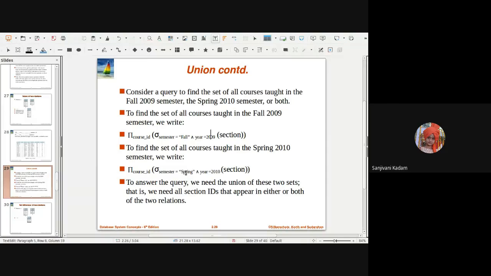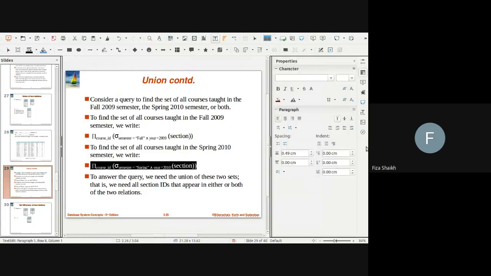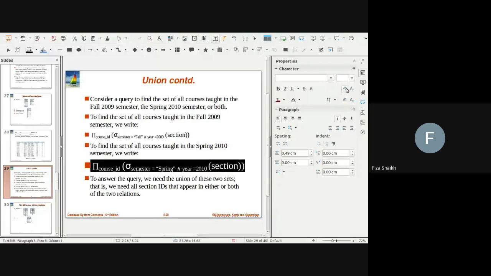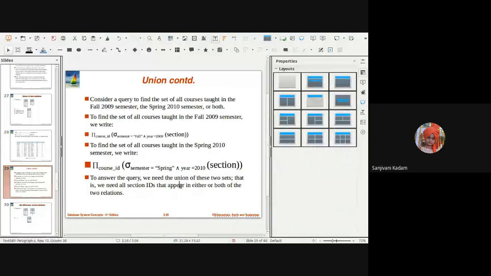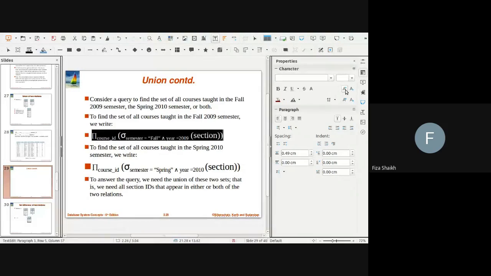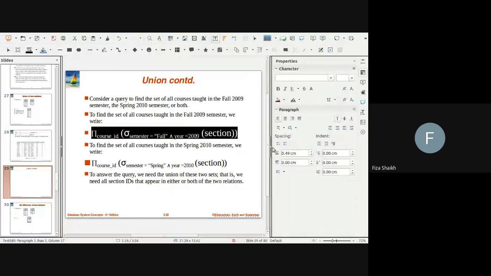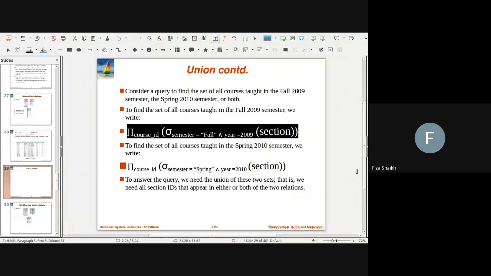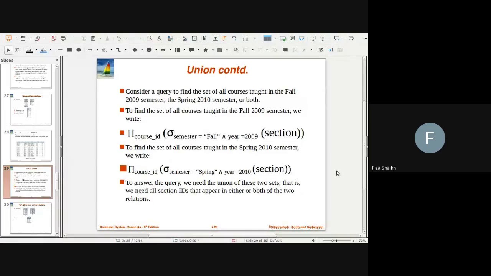Ma'am, can you increase the size of the font of the query? It can then be easily visualized by us. So now is it visible? Yeah, ma'am, it's visible now.